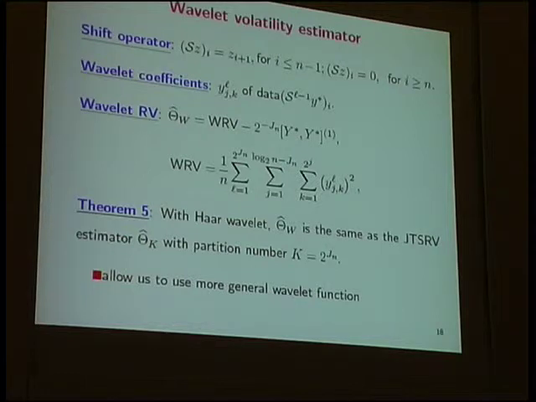Now I know it has been taking a long time, and let me just skip this part a little bit, because otherwise there will be a lot of procedures. But basically, you don't really need to get the data, remove the jumps, and then apply Aït-Sahalia and Mykland's procedure. You could just compute your wavelet coefficients directly in order to get the estimator.